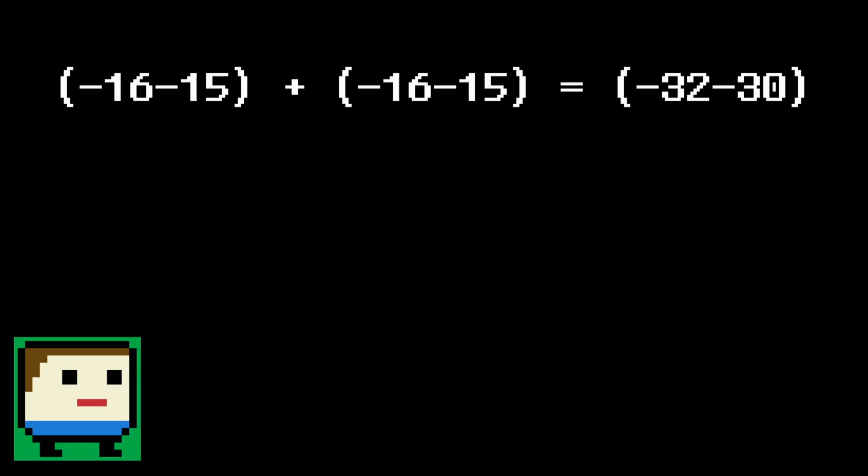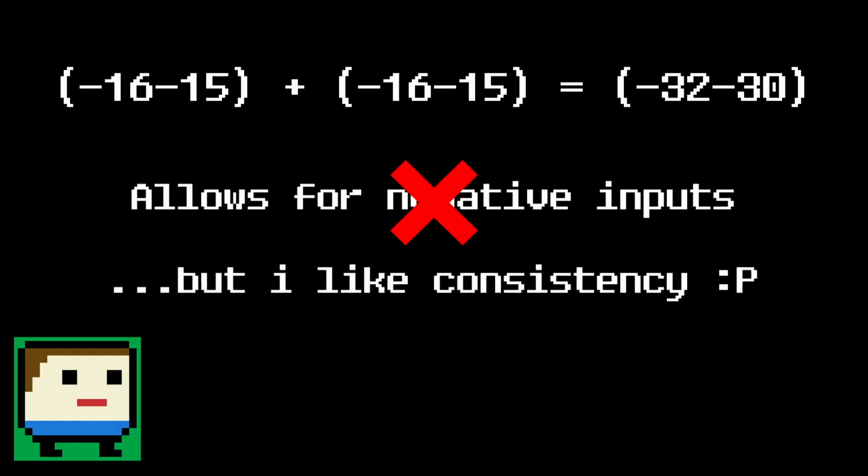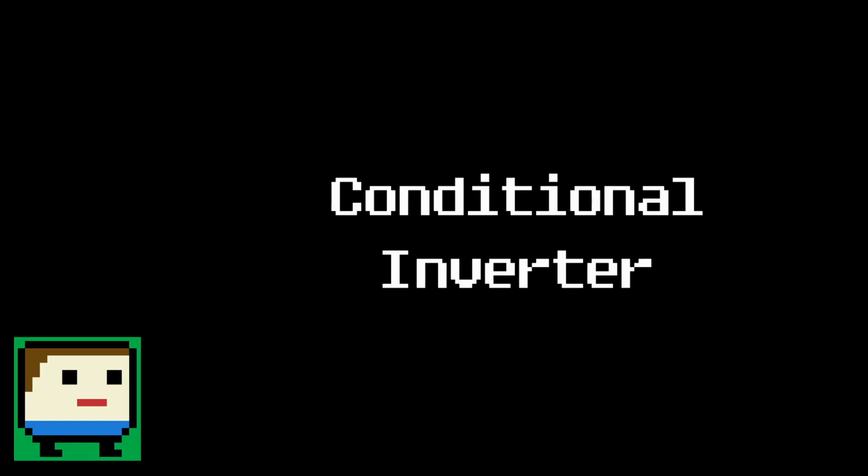Now, even though we can technically allow for negative inputs with this design, I'm not going to do that for the sake of consistency. So our inputs will stay between 0 and 15, and our output will range from -15 to 30 because of subtraction. Alright, with that out of the way, let's see how we can build this conditional inverter.